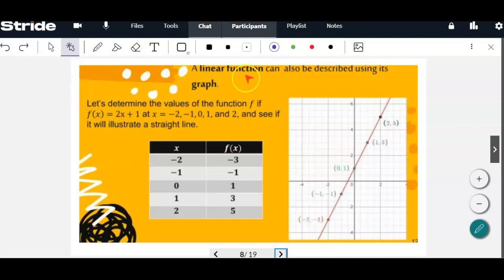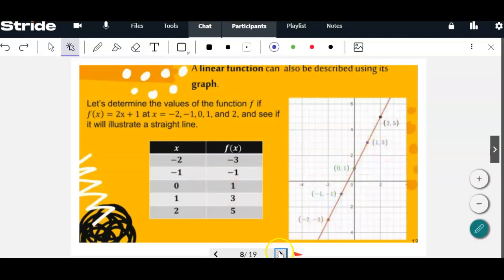So linear functions can also be described using a graph. We have the graph here, and the ordered pairs are in the graph. So -2, -3 is right here, -1, -1, 0, 1, and so on. This is already done actually. It says let's determine the values of the function f if f of x equals 2x plus 1. It's just to demonstrate the graph. Once you have ordered pairs, you can plot those and make that.